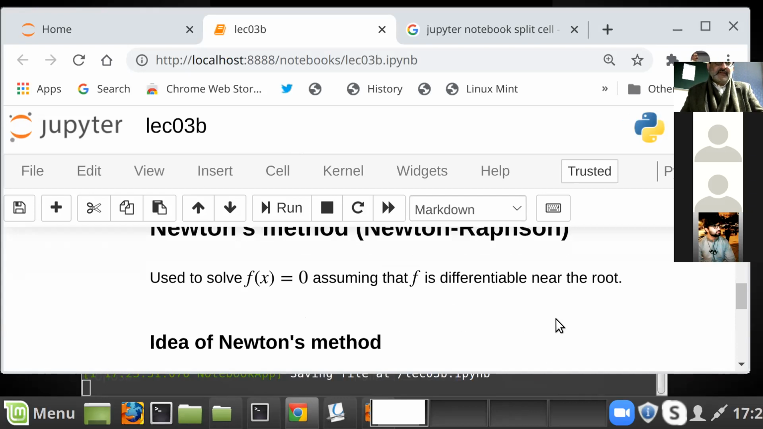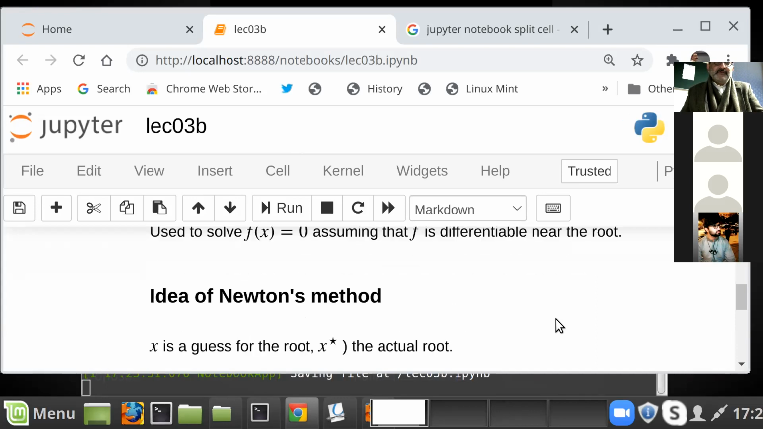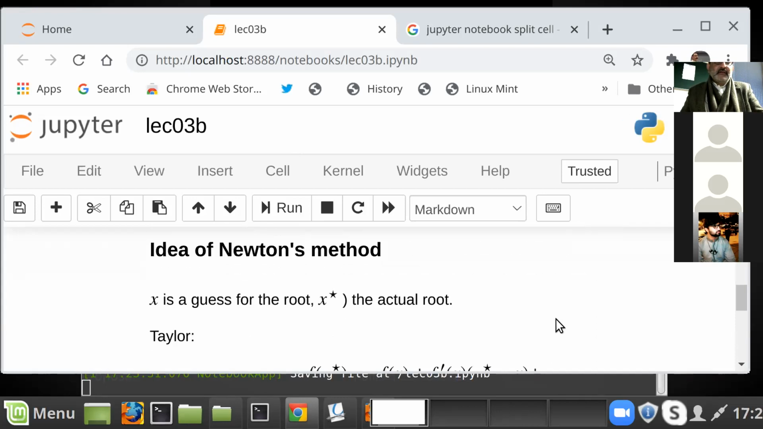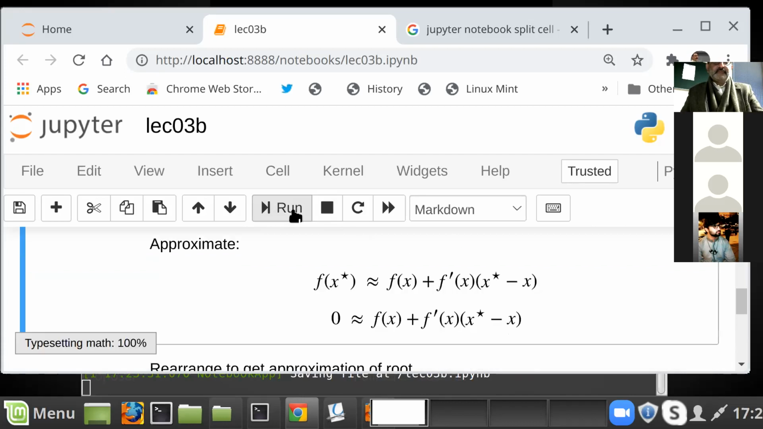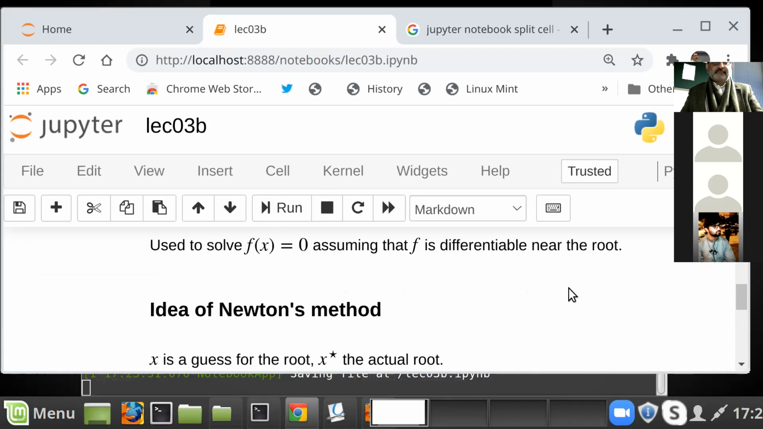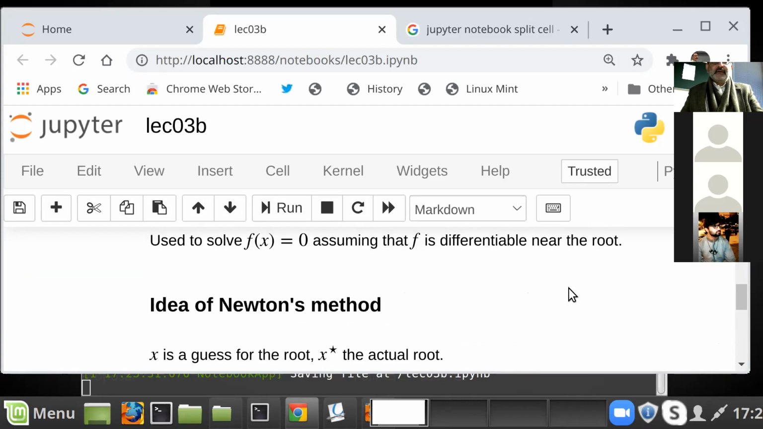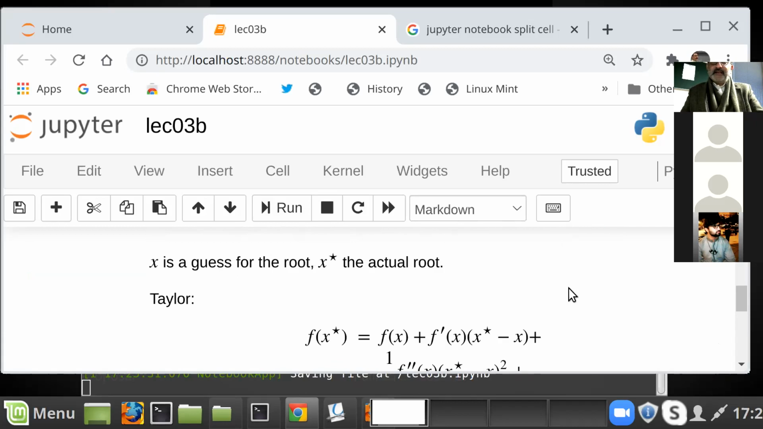Okay? So the idea of Newton's method: x is the guess for the root, and I'm going to use the notation that x star is the actual root. So x star is the actual root.